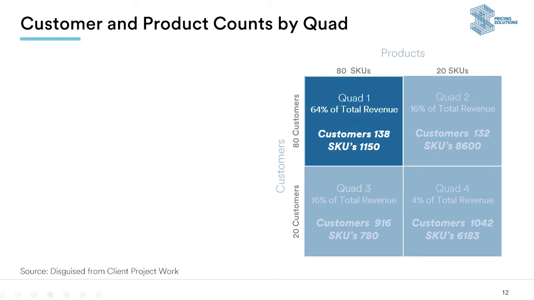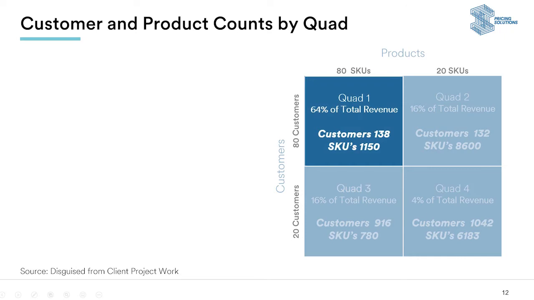So now let's just have a look at a business. I'm going to share with you the kind of results. I've modified them somewhat slightly, but this is what we see across the vast majority of our clients. First of all, let's look at quad 1. Let's do a count on customers and SKUs. So 138 customers account for 80% of this business's revenue, and 1,150 SKUs account for 80% of their product revenue. So that's 138 and 1,150 in quad 1.